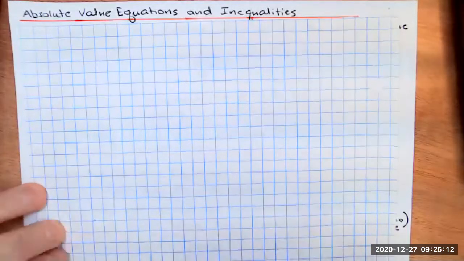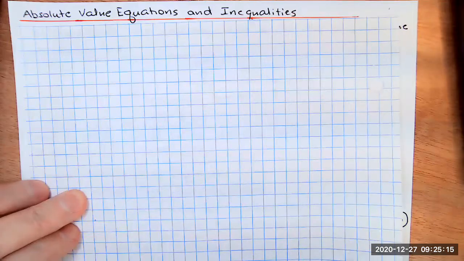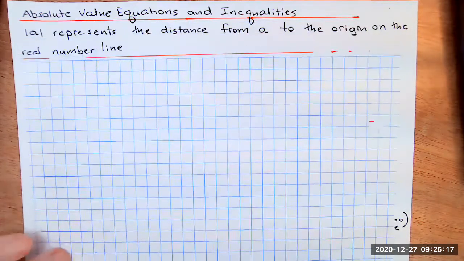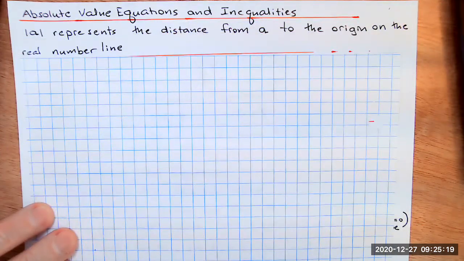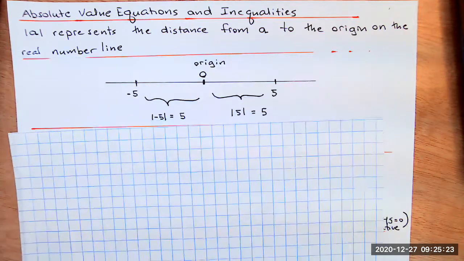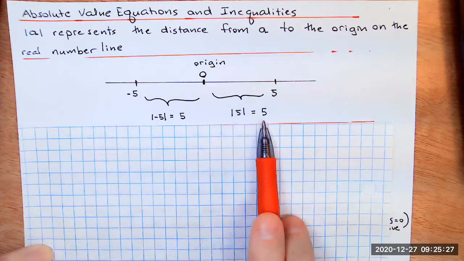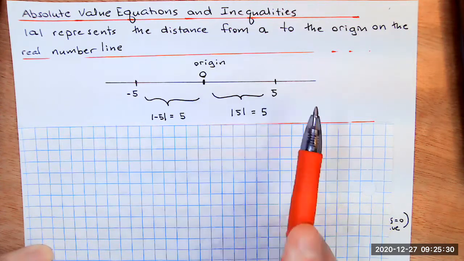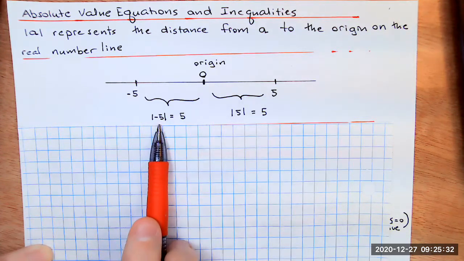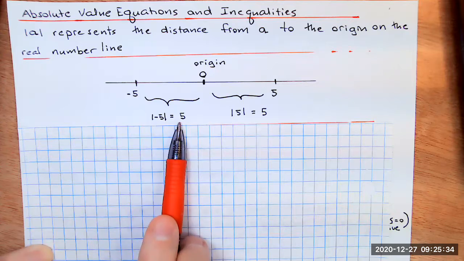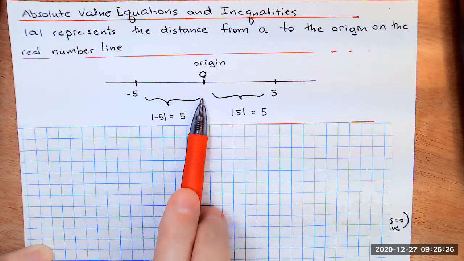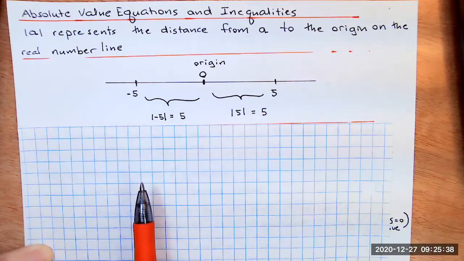All right, let's talk about absolute value equations and inequalities. Absolute value represents the distance from the origin on the real number line. So for example, the absolute value of 5 is 5 because that's the distance from the origin. And the absolute value of -5 is 5 because that's the distance. Remember, distance is always positive.